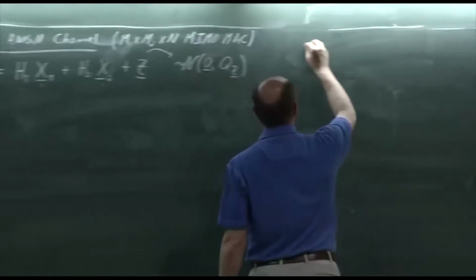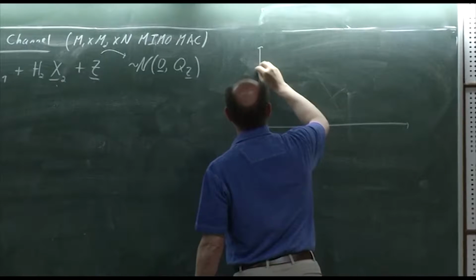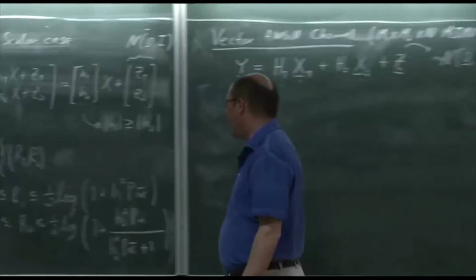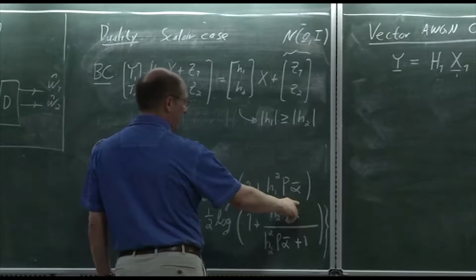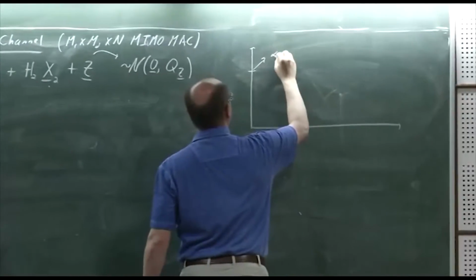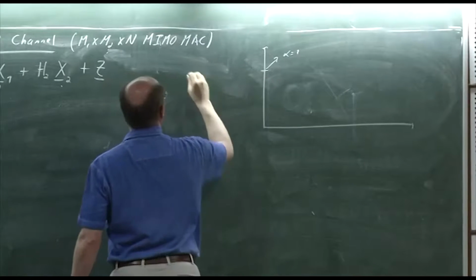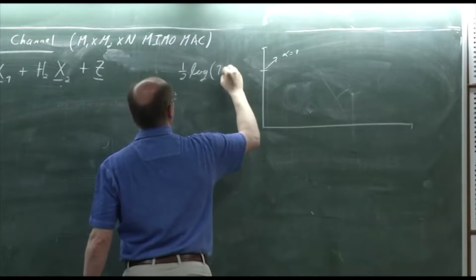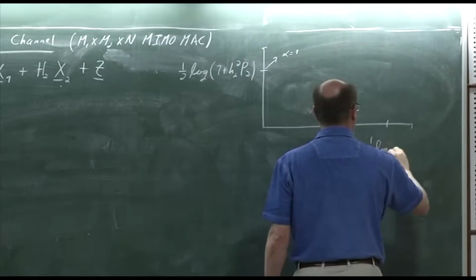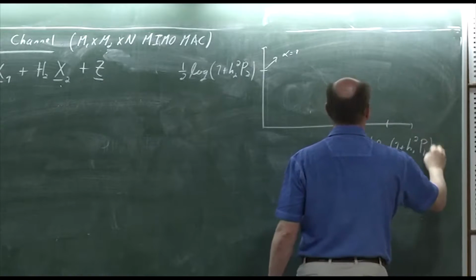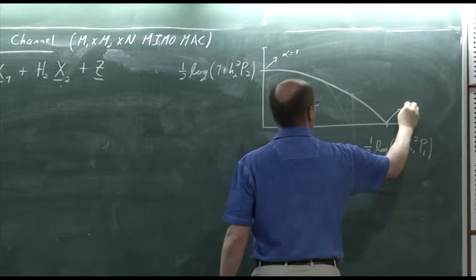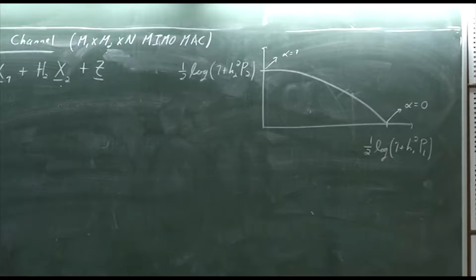So if I draw that here, this is the case where we want this thing to be 0, so alpha is 1, and we get 1/2 log(1 plus h2 squared p2). And here we have 1/2 log(1 plus h1 squared p1). What we saw is that this comes out flat and then comes in at slope 1, and this is alpha equals 0. So that was the capacity region of the broadcast channel.